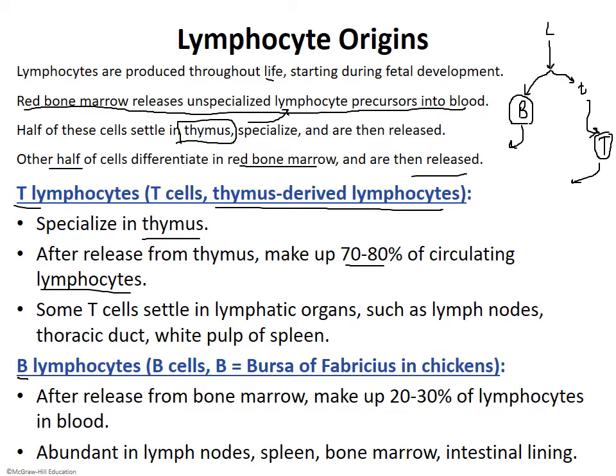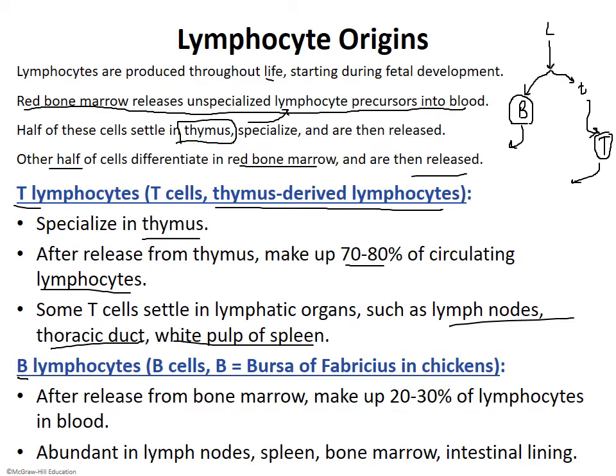Now, again, the T cells can live in lymph nodes. They can live in the white pulp of the spleen. They can hang out in different areas, and they're fighting things. And again, they fight hand to hand. They are the cellular immune response.